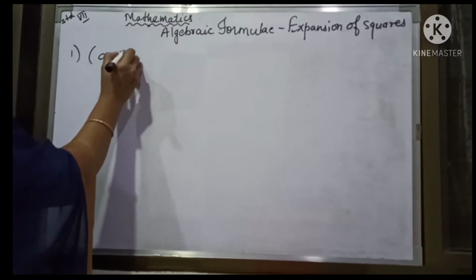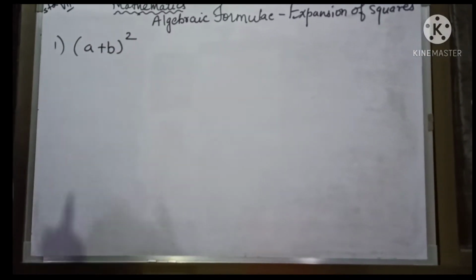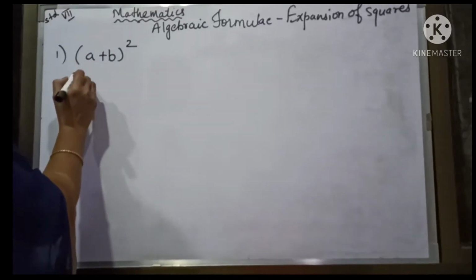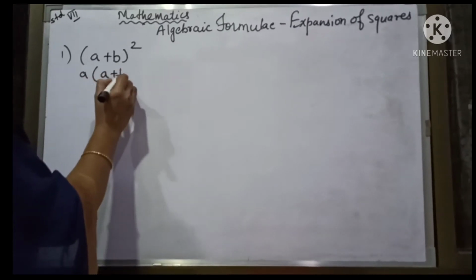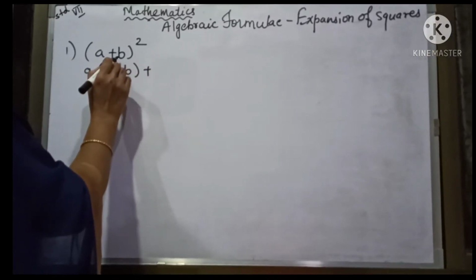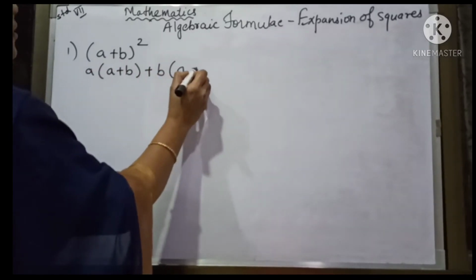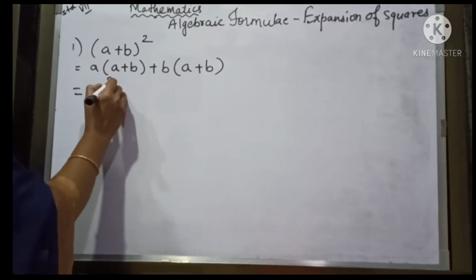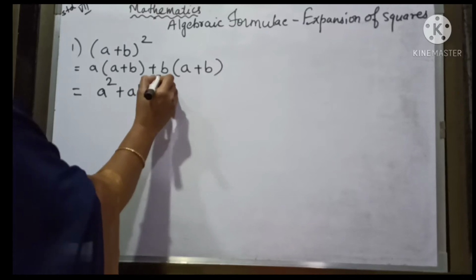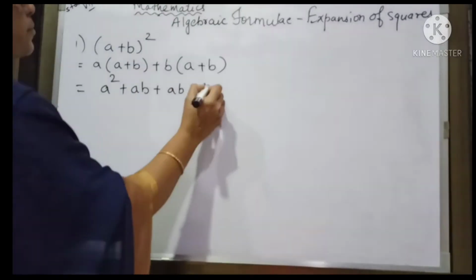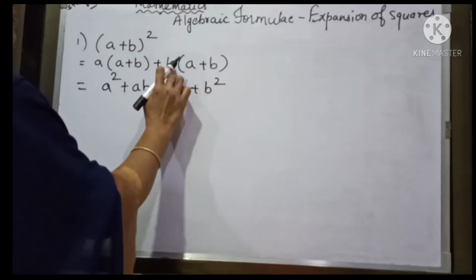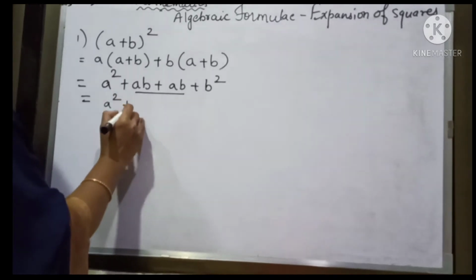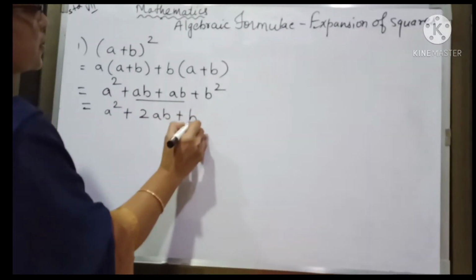(A + B) whole square. So we have to expand this binomial. First we will take A, multiply it by (A + B). Then take the second term B, multiply with the bracket (A + B). Now you find out the product. A square plus AB plus AB plus B square. BA or AB means the same. Now you have to add this. A square plus 2AB plus B square.